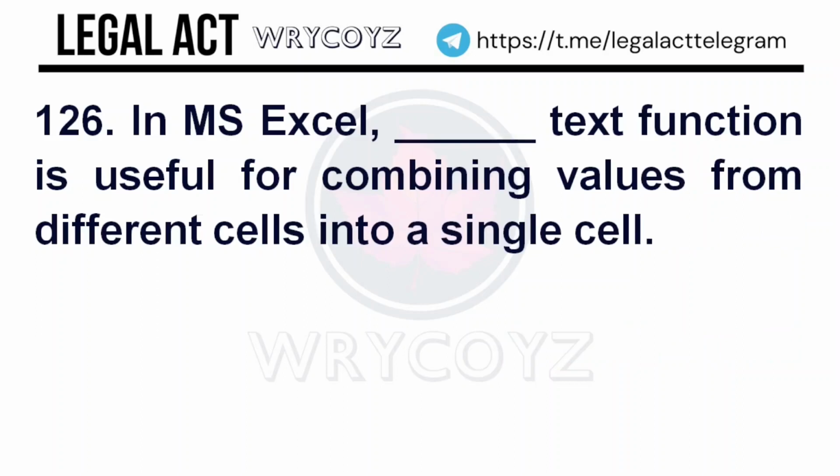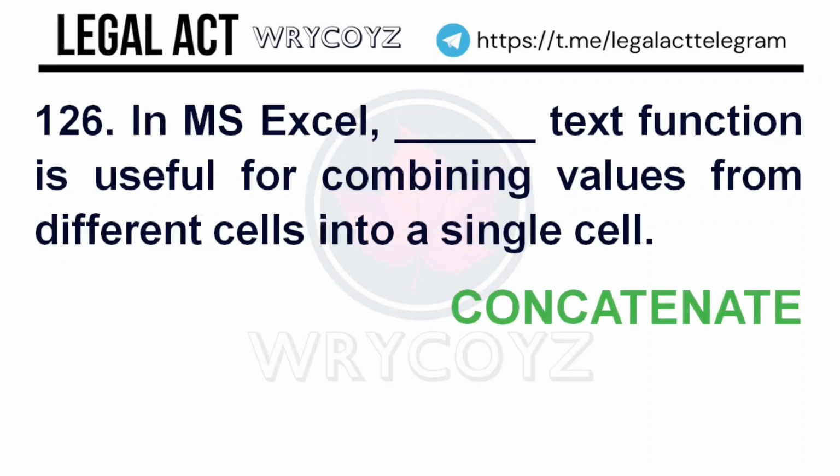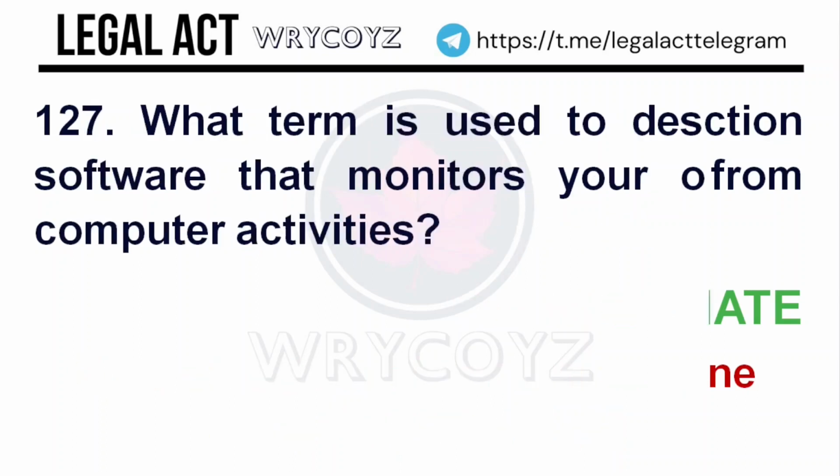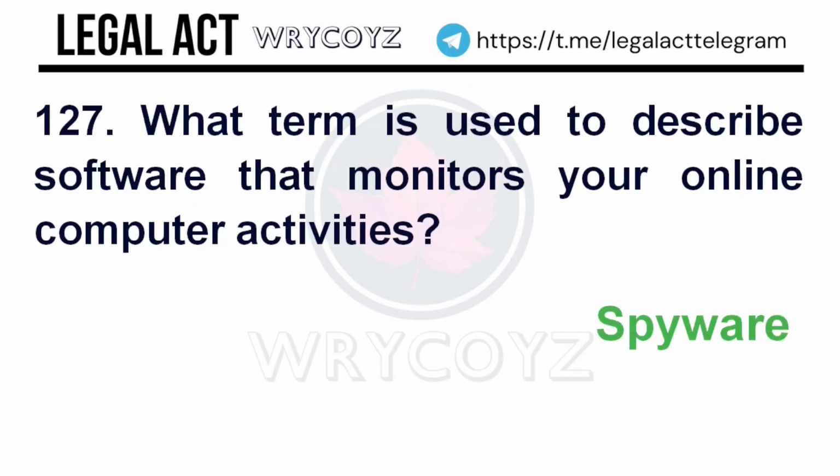126. In MS Excel, dash text function is useful for combining values from different cells into a single cell. Answer is concatenate. Concatenation of text can be done using ampersand. 127. What term is used to describe software that monitors your online computer activities? The answer is spyware.